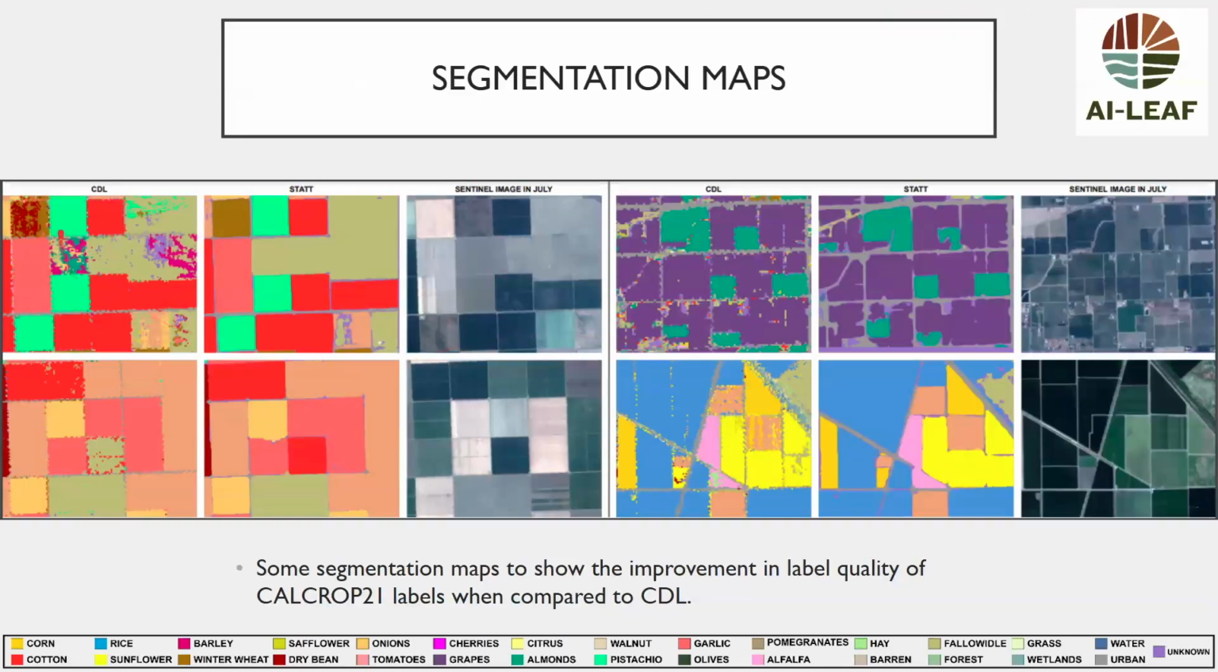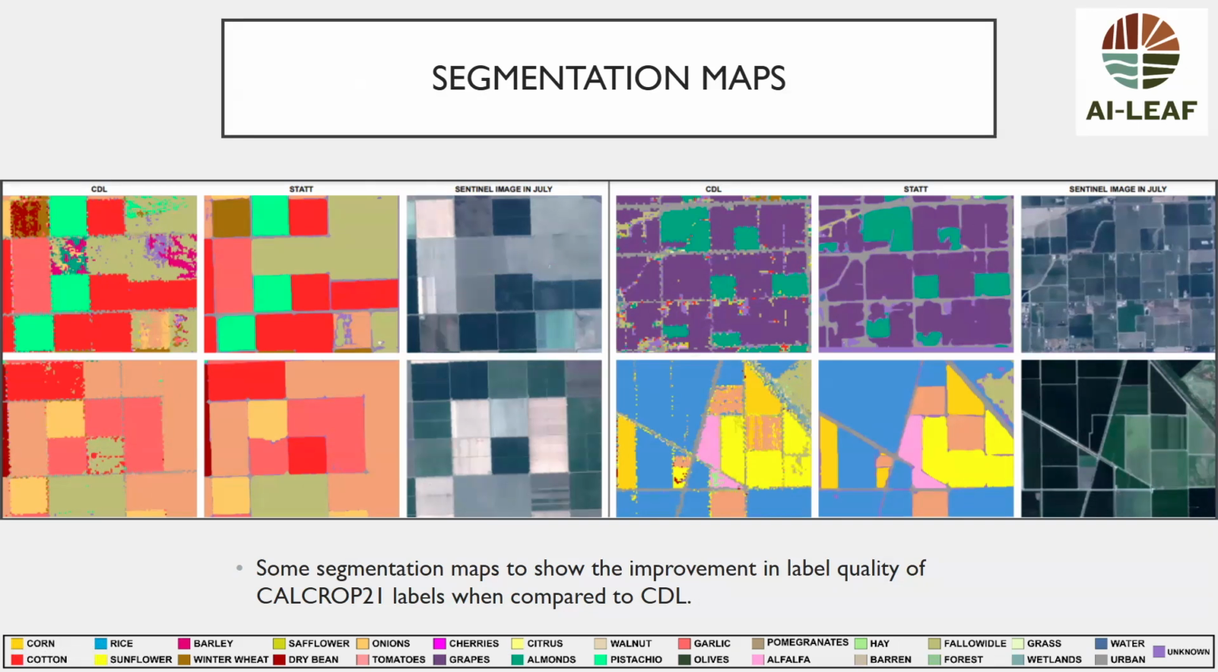So I'll just talk a little bit about this. This row here is what the government gave, and this is what we got as our output. And you can see that this is the image in July. So you can see that this is almonds, and this is I think hay, winter wheat or something. But there's nothing growing here. You can see that nothing is growing here. So this is definitely wrong.